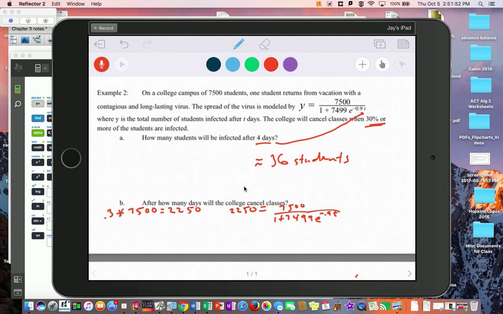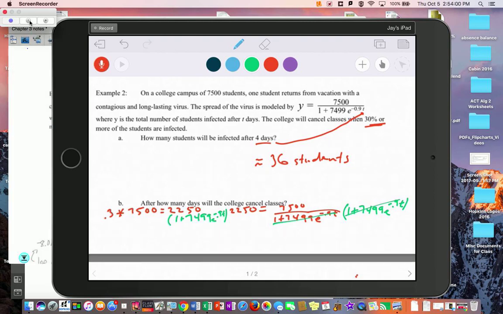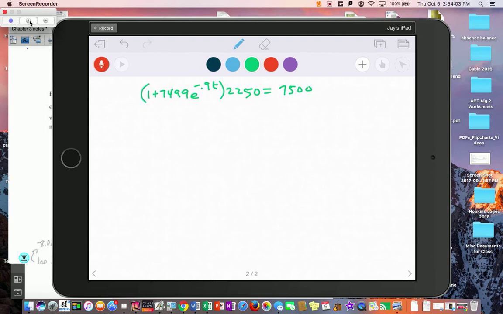So we're going to have to multiply both sides by the denominator. So if I multiply both sides by the denominator, basically we'll undo it there and there. And now it's just multiplied over there. So then, all right, now I need to give myself some more room. So now you could distribute the 2250. You can take this and multiply if you want.